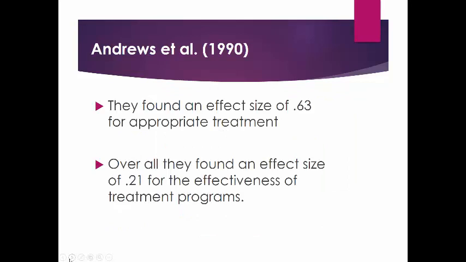So what do we know? In the article that you're reading, Andrews et al. in 1990 found that for appropriate treatment programs, those that adhere to the R&R model, there's an effect size of 0.63. Effect size is similar to correlation that you learned about in your stats classes, where 1 is a perfect correlation. So an effect size of 0.63 is a very large effect size. And that means that programs that adhere to these principles of R&R really did show that they reduced recidivism.